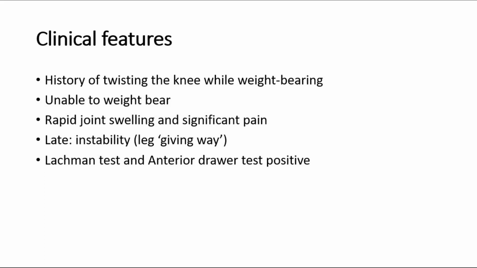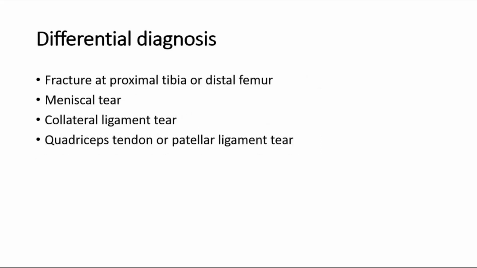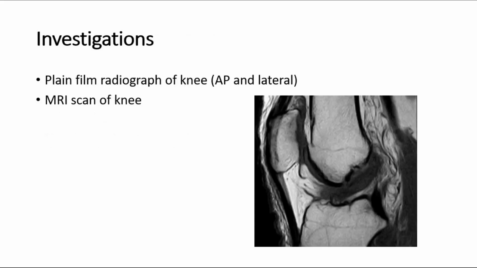The specific clinical tests that can identify potential ACL damage are the Lachman test and anterior draw test. The differential diagnosis include proximal tibial or distal femur fracture, a meniscal tear, collateral ligament tear, or a quadriceps tendon or patellar ligament tear.